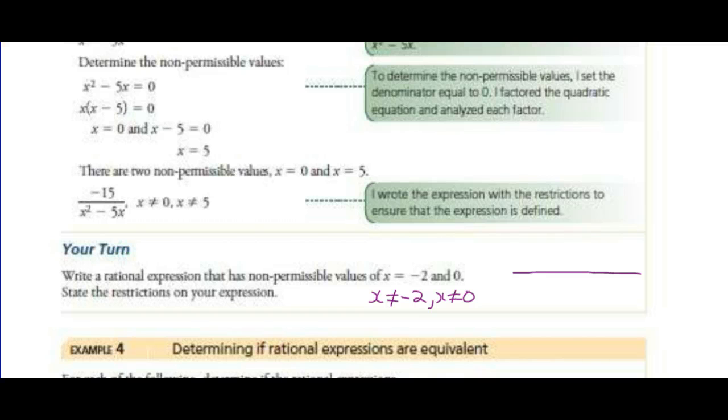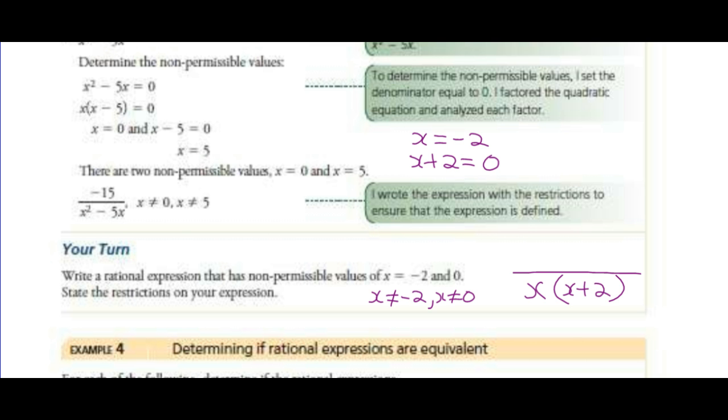Well, okay, this is what's going to give me a 0, right? I want a restriction of 0. I'm going to put an x down here. What's going to give me a restriction of negative 2? What do I put in here? X plus 2. All right, here's how to work it backwards, right? You said the non-permissible value is x equals negative 2. I'm going to add 2 to both sides and get x plus 2 equals 0. And that's what I'm going to write here.